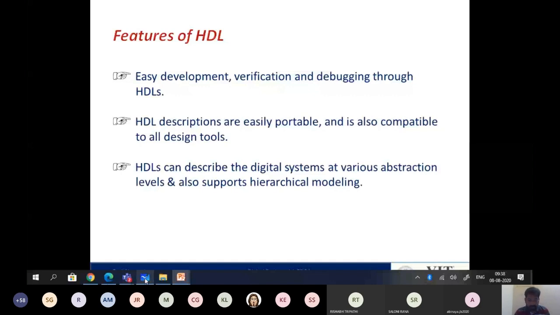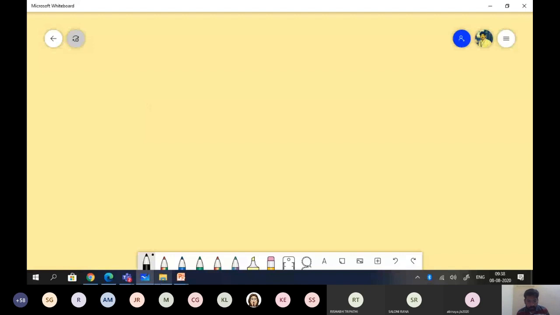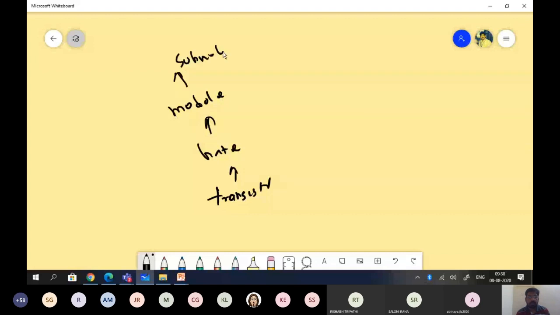So what do you mean by various abstraction levels and hierarchical modeling? We already discussed, starting from your transistor level to the gate level, then the module level, then submodule, and system level. So I can define at any abstraction level with your Verilog HDL, and then you can model it. Okay. And what do you mean by hierarchical modeling?